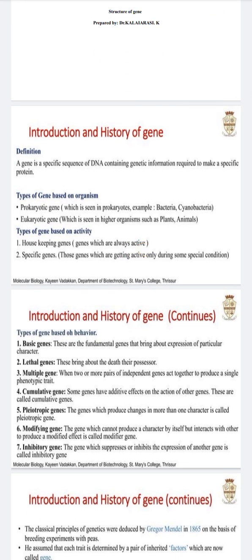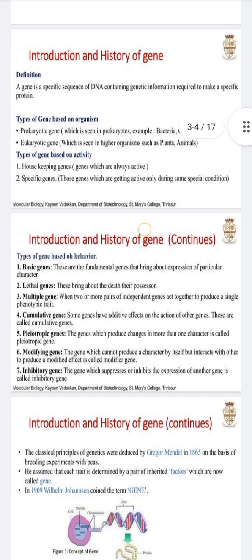We have two types of genes, prokaryotic genes and eukaryotic genes. What is normally seen in prokaryotes is a basic gene, present in bacteria, cyanobacteria and all types of bacteria. Coming to the eukaryotic, that is nothing but higher organisms. So prokaryotes are lower organisms, and eukaryotes are higher organisms such as plants and animals. We all come under the eukaryotic genes. Based on activity, we can talk about housekeeping genes, which are always active, and specific genes, which are active only under particular conditions, and the rest of the time they are not working.